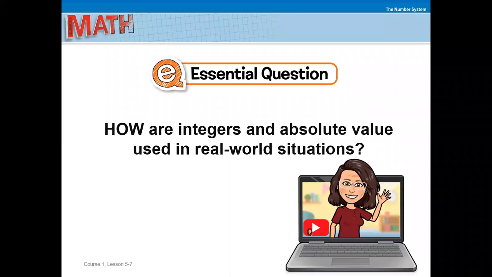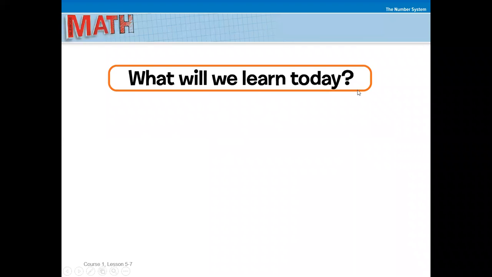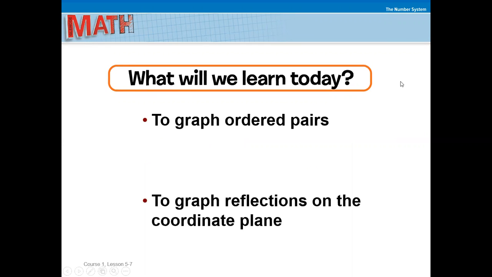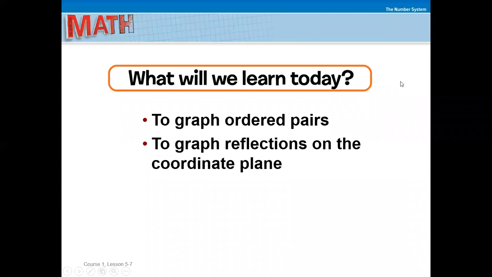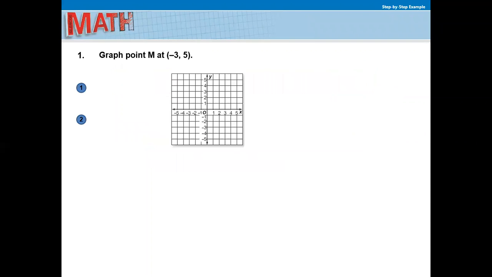Hi, welcome back. This is Math, Chapter 5, Lesson 7, Graph on the Coordinate Plane. Our essential question: how are integers and absolute value used in real-world situations? What will we learn today? To graph ordered pairs, and to graph reflections on the coordinate plane.